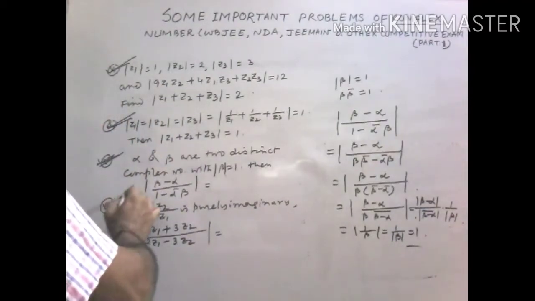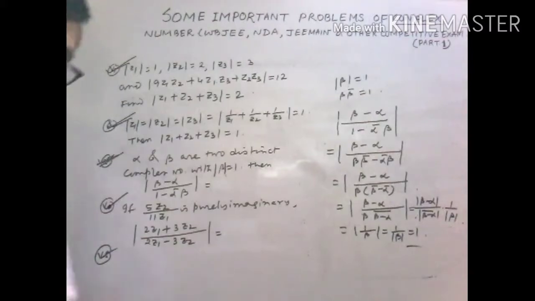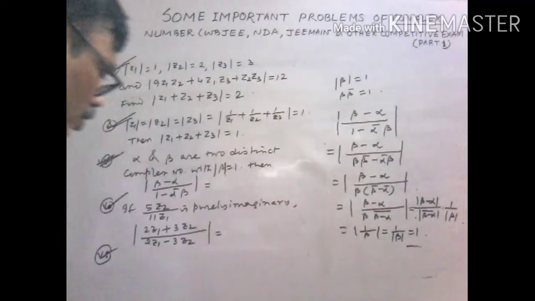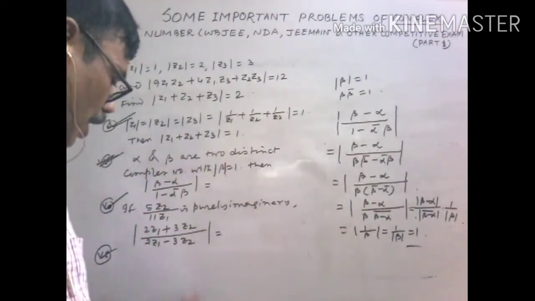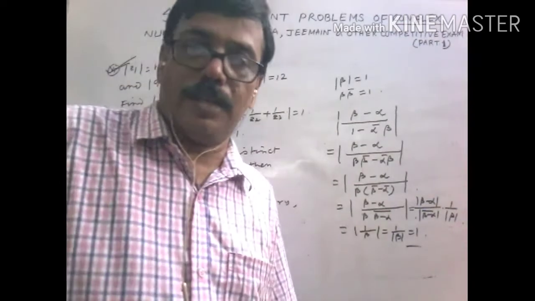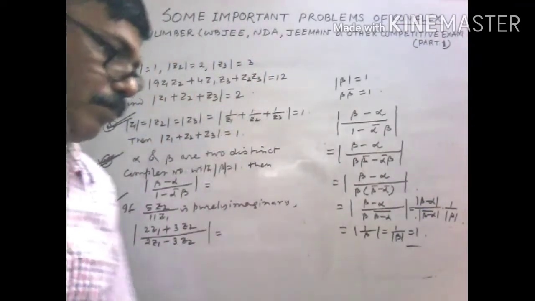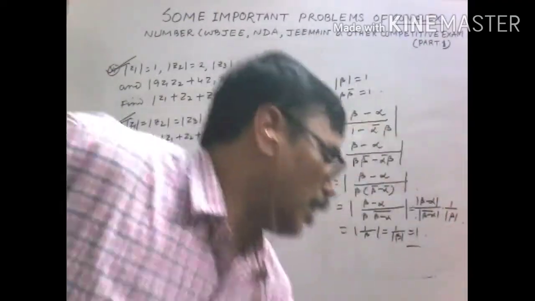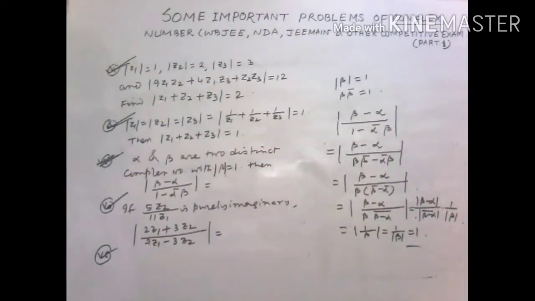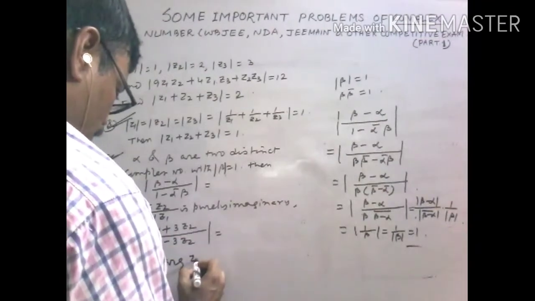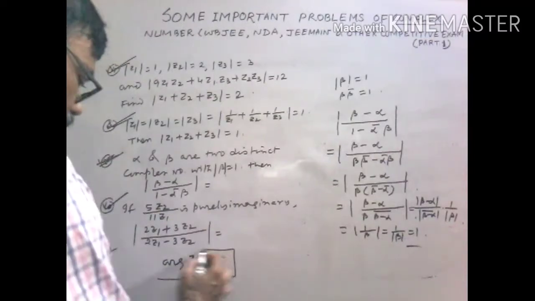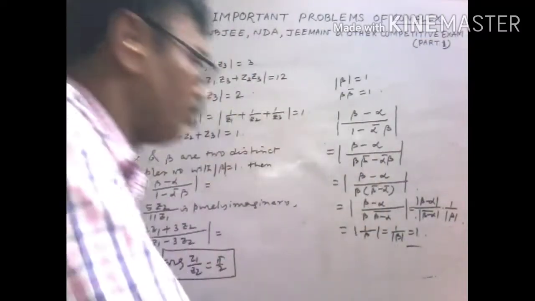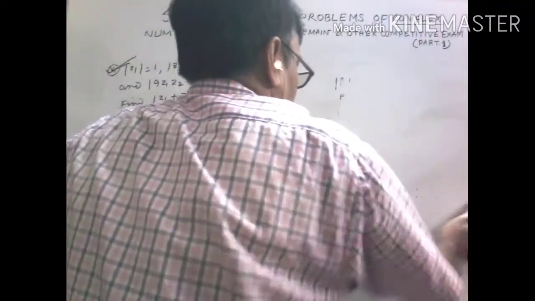Now consider problem number 10 and 15. 15 is given in the description table. In problem 10, if 5Z2 by 11Z1 is purely imaginary, find the modulus of this quantity. And in problem number 15, it is given that the argument of Z1 by Z2 equals pi by 2. So the argument is pi by 2.